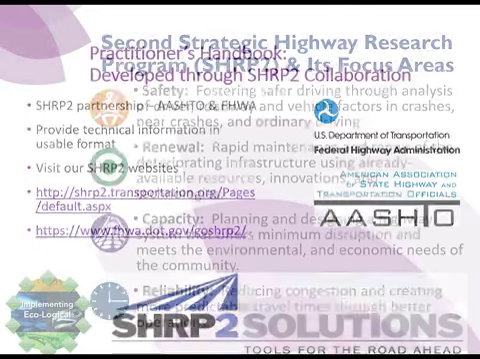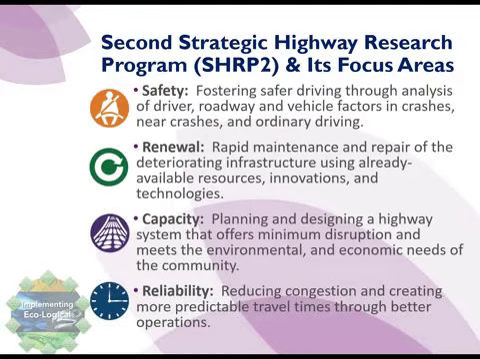Now for just a little bit more information about the SHARP 2 program if you're not already familiar with it. As you can see here, the SHARP 2 program is divided into 4 focus areas: safety, renewal, capacity, and reliability. The ecological project is under the capacity focus area. You can see a little bit more information about that area on your slide.